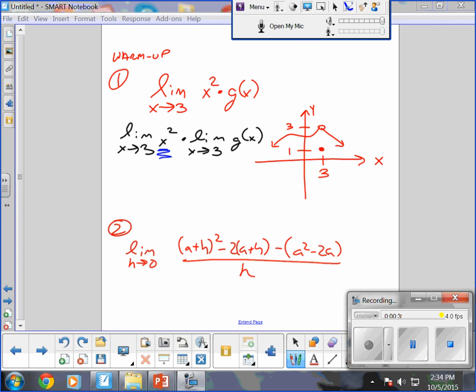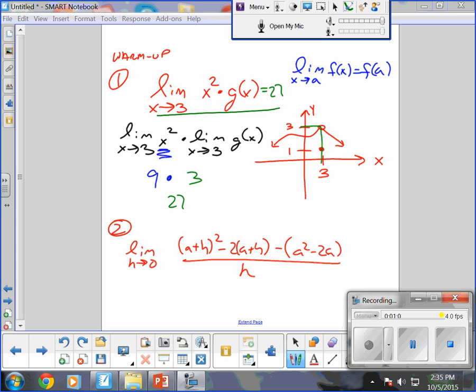And when a function is continuous in its domain, we know the value of the limit is the value of the function. So 3 squared is simply 9. Boom. Now we've got to find the limit of g of x. When I look at the graph as x approaches 3, I see 3. Boom. I think the answer to this problem is 27.